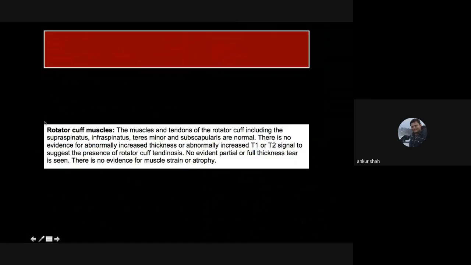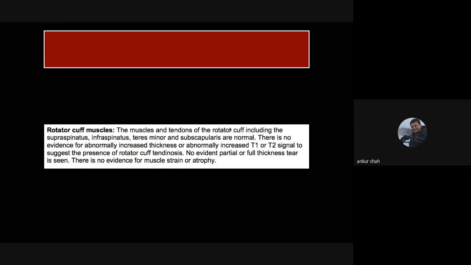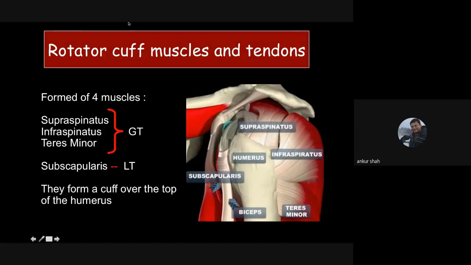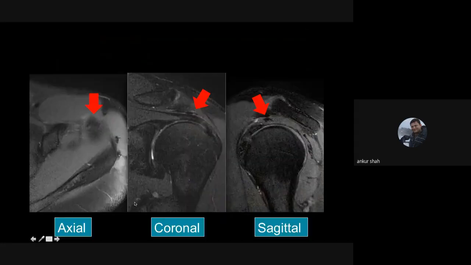Then coming to the most important part, which is the rotator cuff muscles. Initially we look at two structures, the AC joint and the space. These are the two things which can indirectly affect the rotator cuff muscles or tendons, because they can cause impingement. After that, we look at the rotator cuff muscles. So look at all four muscles. As you know, the rotator cuff is formed by four muscles: the supraspinatus, infraspinatus, teres minor, and subscapularis. Three of them get inserted at the greater tuberosity, and the subscapularis gets inserted at the lesser tuberosity. And all of these form a cuff over the top of the head of the humerus.